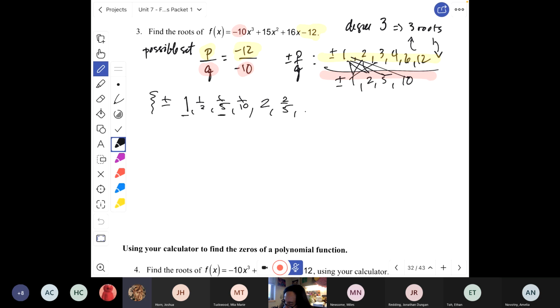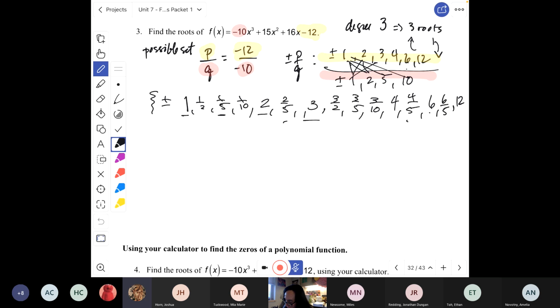Now I got to do 3. 3 over 1, 3 over 2, 3 over 5, 3 over 10. This is the set of all possible roots. 4 over 1, 4 over 2 is 2. 4 over 5, 4 over 10 reduces to 2/5. I already have that. Then I do 6. 6 over 1. 6 over 2 is 3. I already have that. 6 over 5. 6 over 10. Do I have that? Yes, 3/5. Yes. Then I do 12.